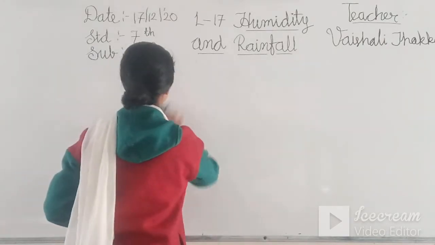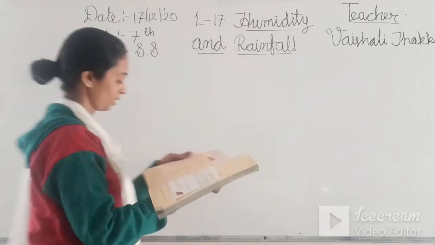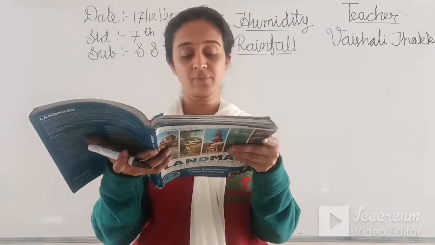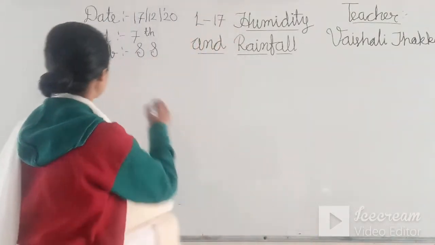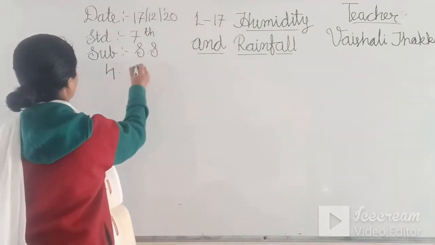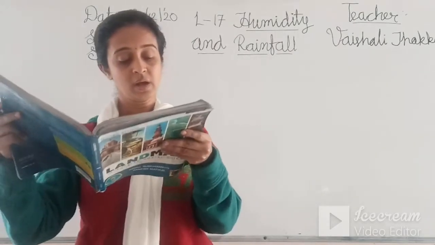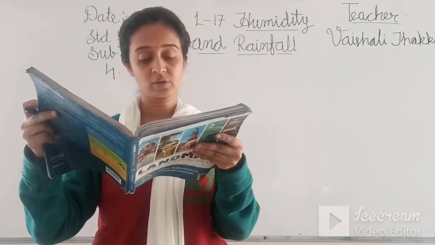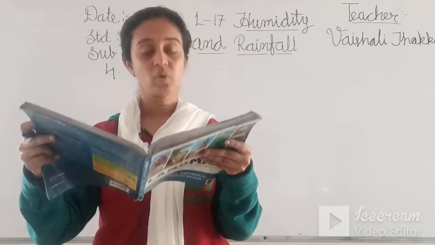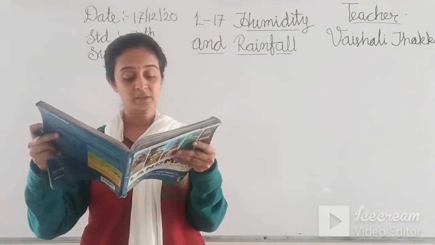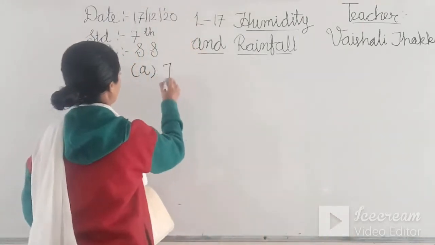Exercise number 4. Write true or false, and correct the false sentence in your notebook. 4a. Temperature and the pressure control the amount of humidity at a place. No, it is wrong. Only temperature controls the amount of humidity at a place. That's why the sentence is false.